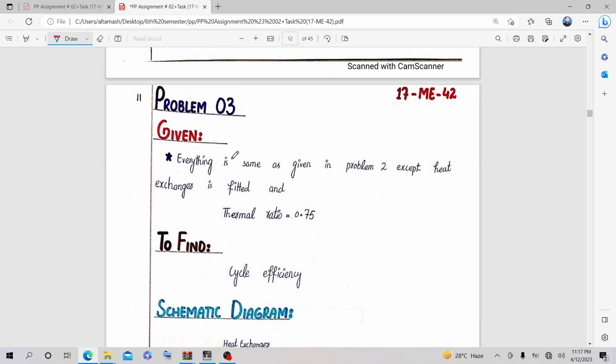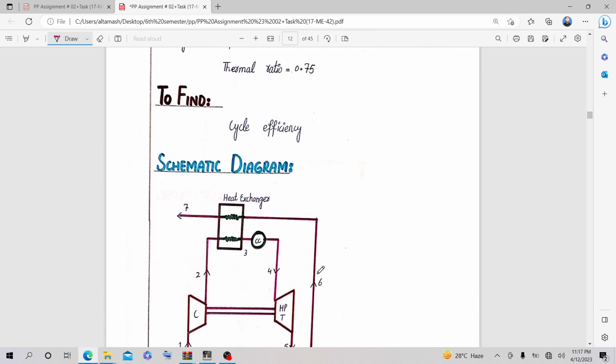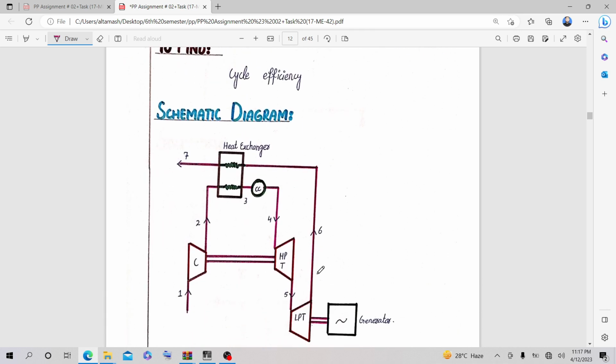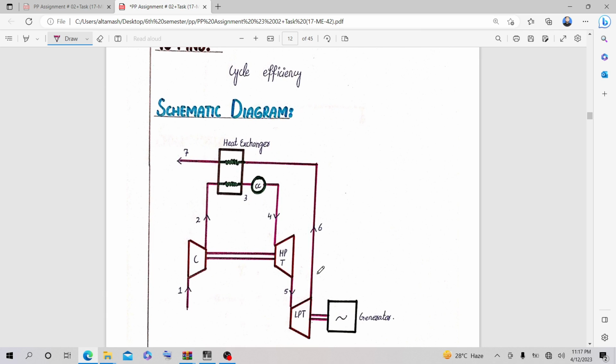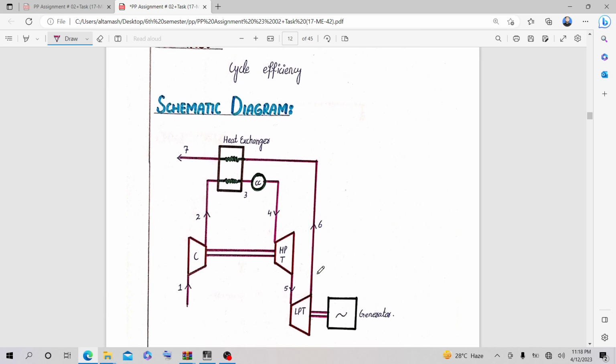This is problem number 3. In this problem, everything is same as given in problem number 2 except heat exchanger is fitted and thermal ratio is equal to 0.75. So what we have to do is that I will focus on all the new things in the preceding numericals. The things are actually the same.